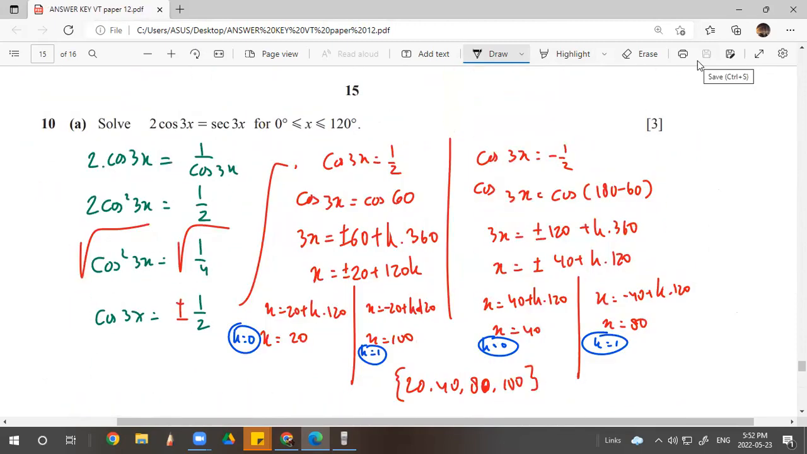Now, the formula also. Solve 2 cos 3x equals secant 3x. Secant is 1 over cos, right? Remember? Then you cross multiply, 2 cos squared 3x equals 1. Oh, no, 2 at all. You put 2 on the right side, that becomes 1 over 2. So cos squared 3x equals 1 over 2.